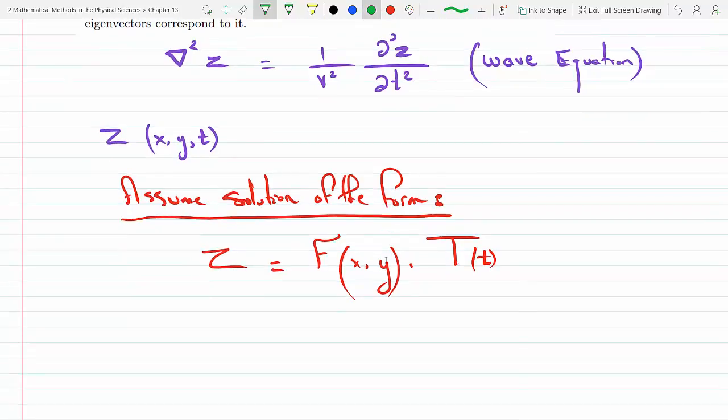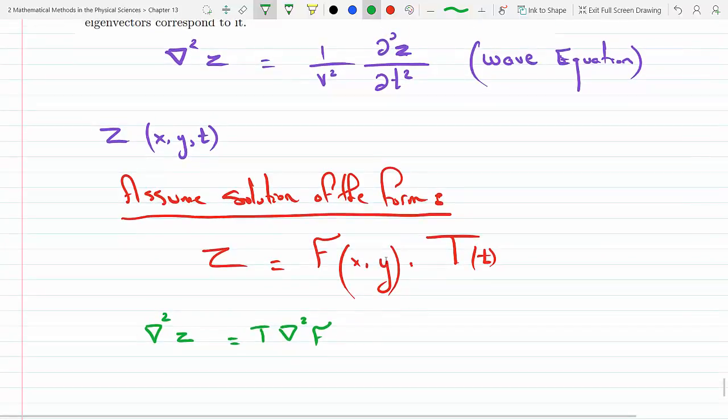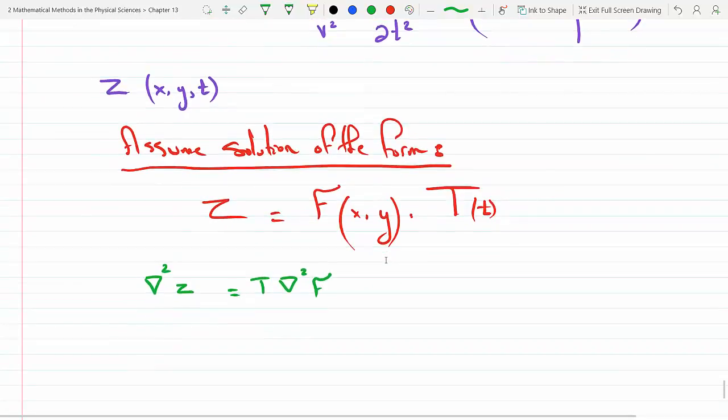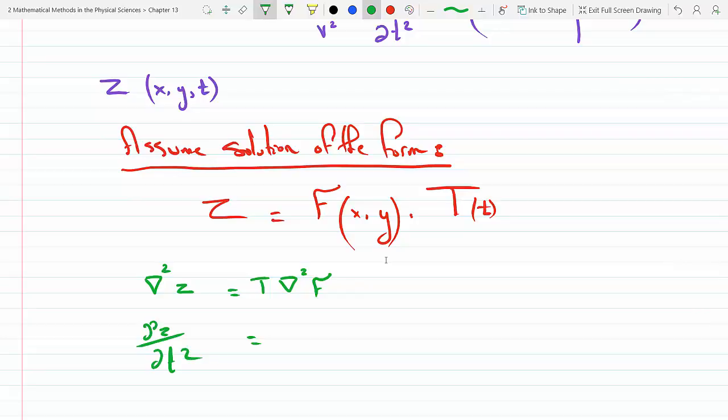So let's see here. If I differentiate this, this is going to be del squared f times T, because that's the Laplacian. It depends on the spatial coordinates. It does not affect the time. You understand? This is the left hand side of the wave equation, and for the right hand side, if I do d squared z over dt squared, now the spatial components are not affected, and you get f times d squared T over dt squared.